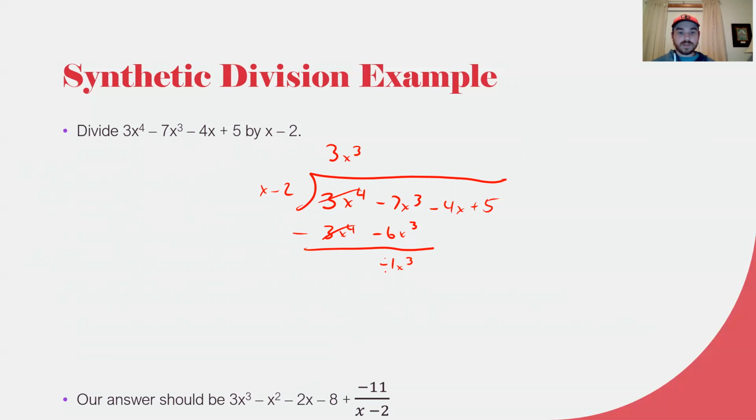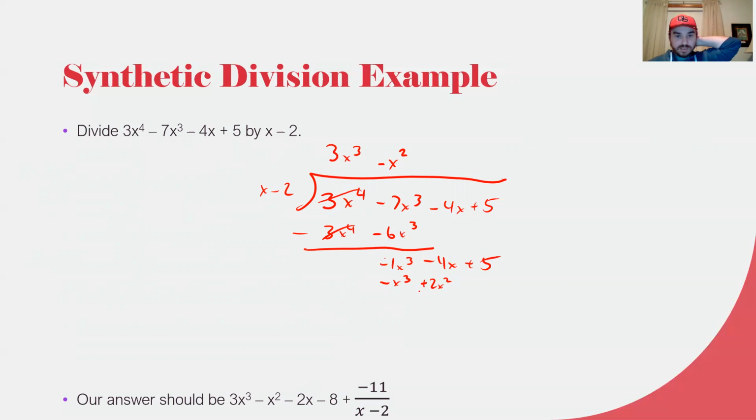x minus 2 goes into negative x cubed negative x squared times. So we'd have negative x squared times this. That's negative x cubed. Here's our minus 4x plus 5. Now, the key here is to remember that there's this 0x squared value that you need to have, because if we multiply negative x squared by this, we're going to get plus 2x squared.